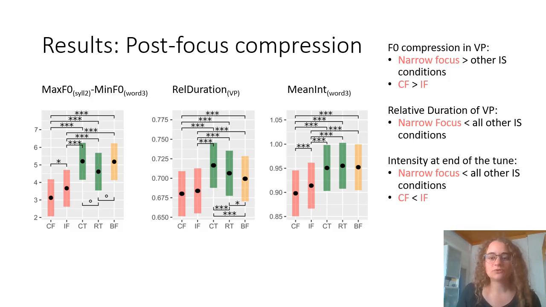For the relative duration of the verb phrase, we also found lower values for narrow focus than all other conditions. And for the mean intensity at the end of the tune, we also found lower values for narrow focus than all other conditions and lowest values for contrastive focus in comparison to information focus.